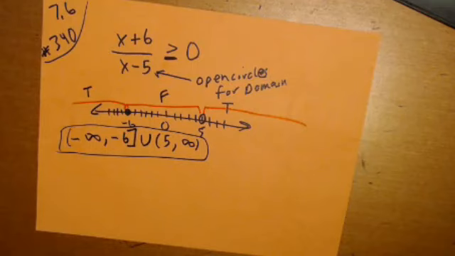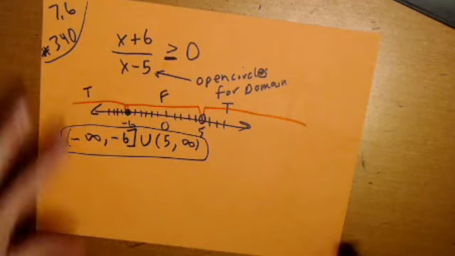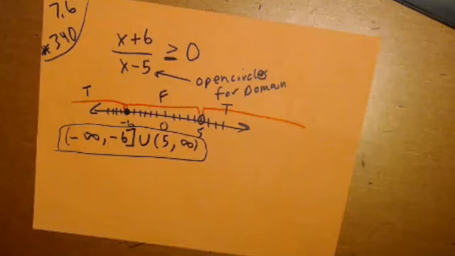Okay, let's try the next one, 342. Yeah, this is weird, but when you do the next one, you're like, okay, we're doing the same thing over and over again.